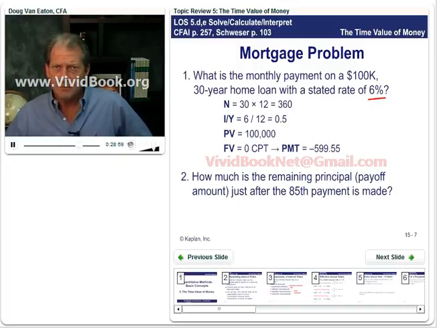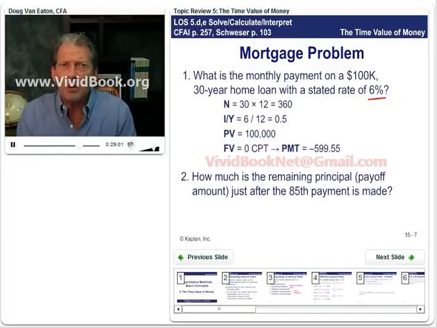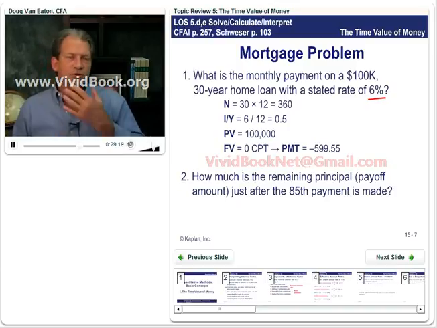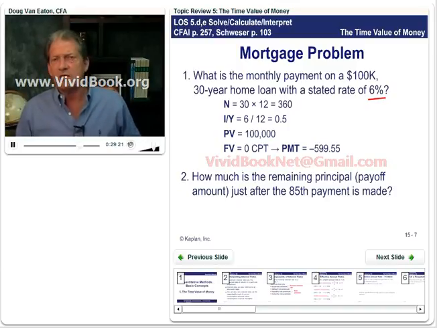Now, the second question, our follow-up question here, is how much of the remaining principal, the payoff amount on the loan, it's referred to sometimes, how much is the remaining principal just after the 85th payment is made? Well, you buy a house, you own it for 85 payments. What's that, about 7 years? A little more than 7 years. I guess that's maybe average, maybe a little longer than average.